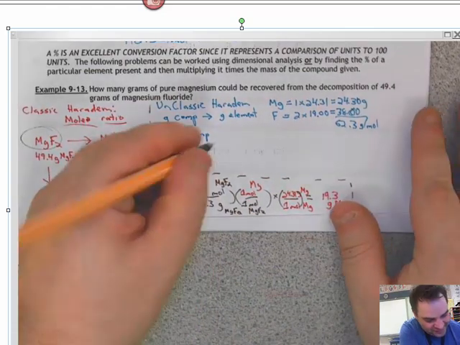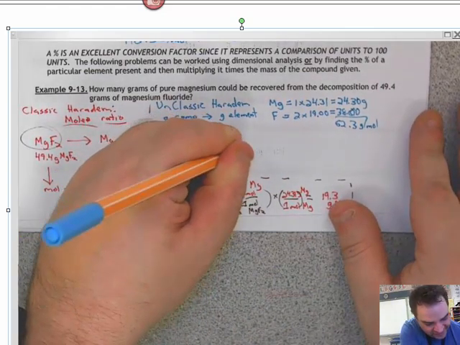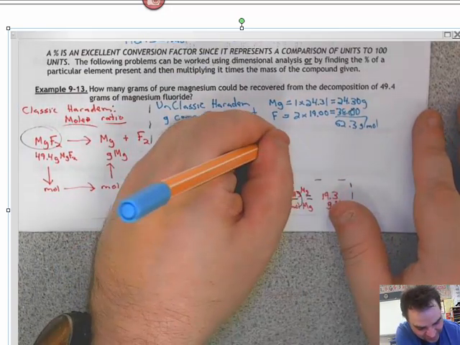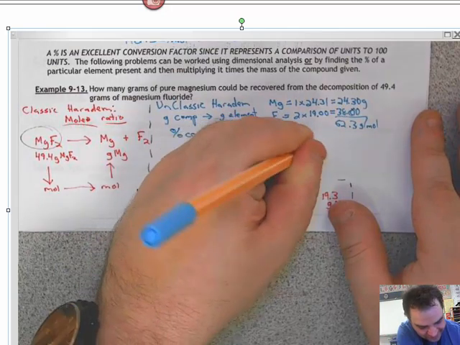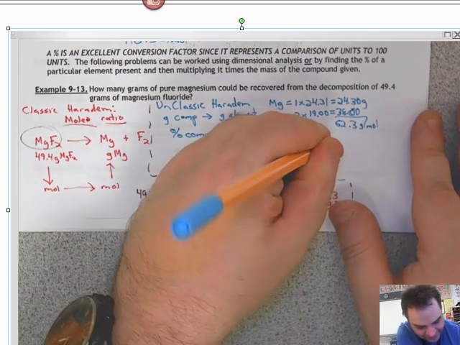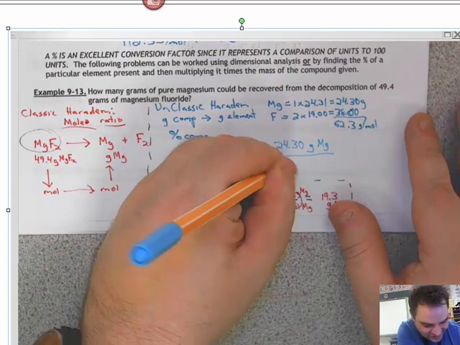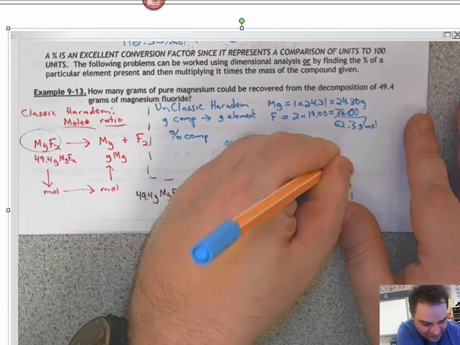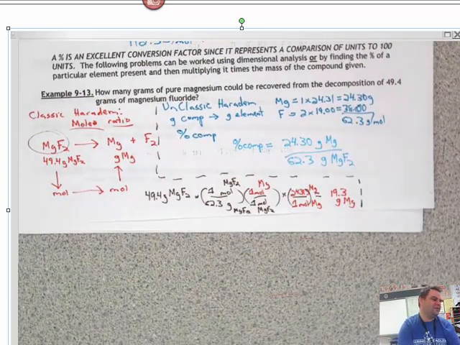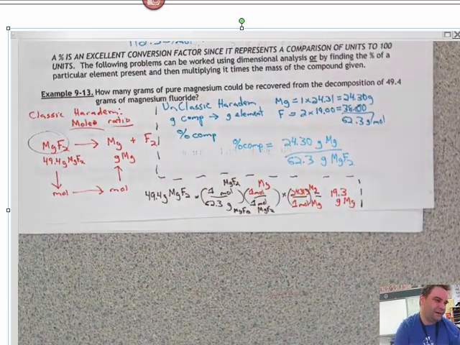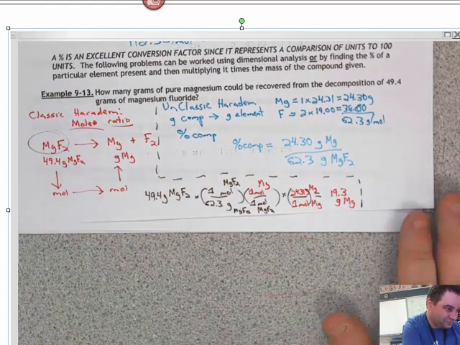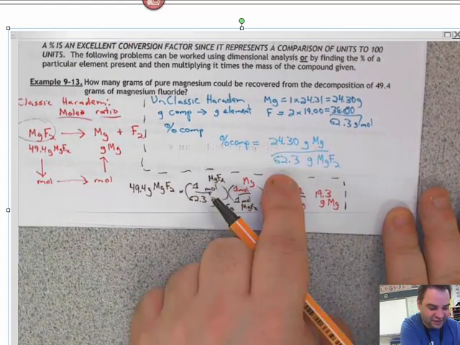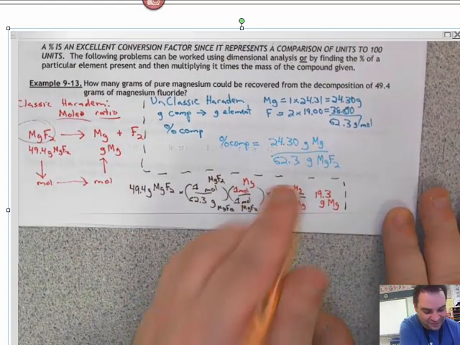So then I find out the percent composition of magnesium. So this is 24.30 grams of magnesium in 62.3 grams of magnesium fluoride. Now, usually you would see me multiply by 100 here. I'm not going to multiply by 100 here because I'm just going to use this as a conversion factor because I know that there's 24.3 grams and 62.3 grams of magnesium fluoride.